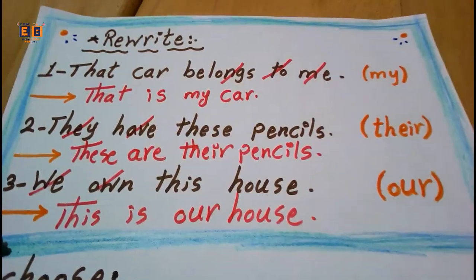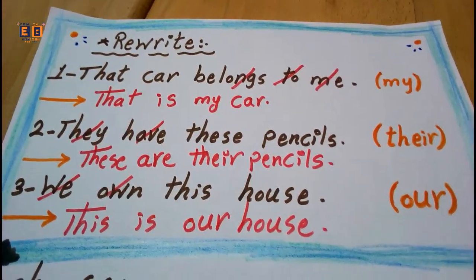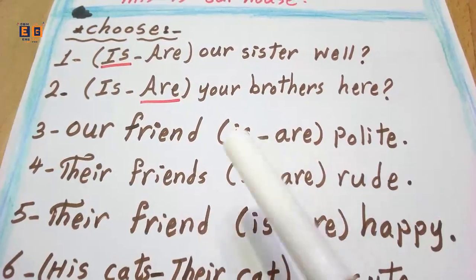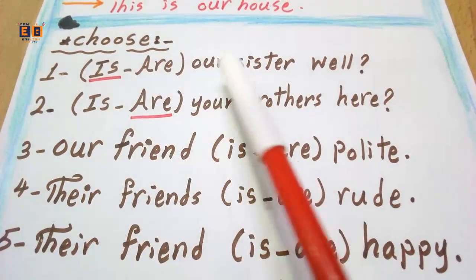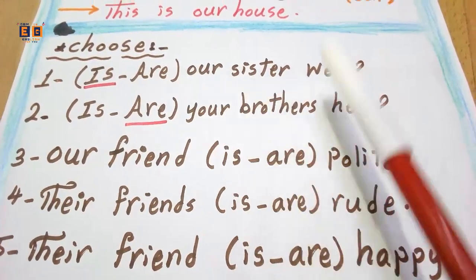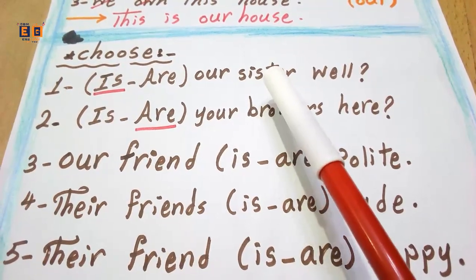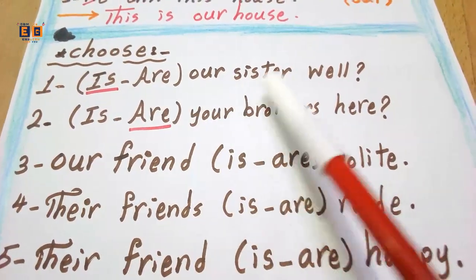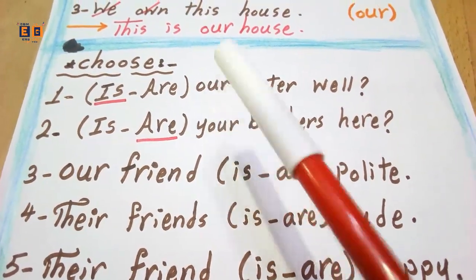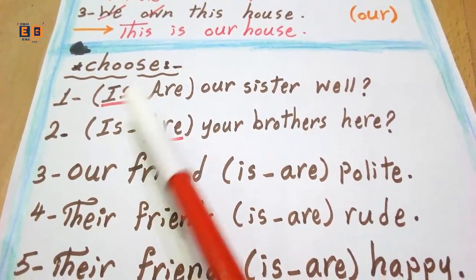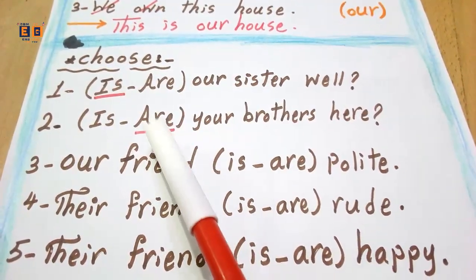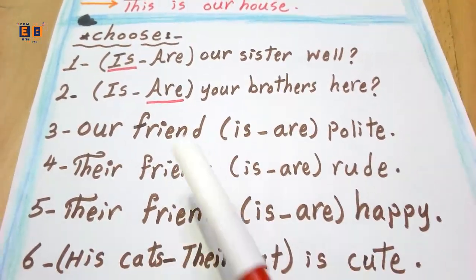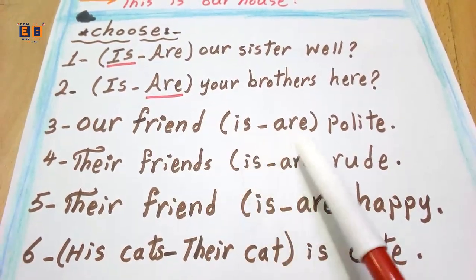Moving to another kind of questions. In this question, the first two sentences are done for you. Number one, we choose is because of the word sister. Here is the word which defines for us the singular or plural: the word which comes after the possessive adjective, not the possessive adjective in itself. So in number one, we choose is for sister, and in number two, we choose are for brothers, not for your or our. Number three, our friend is or are polite.